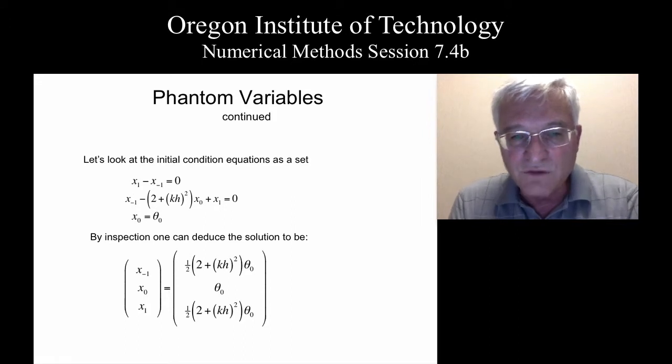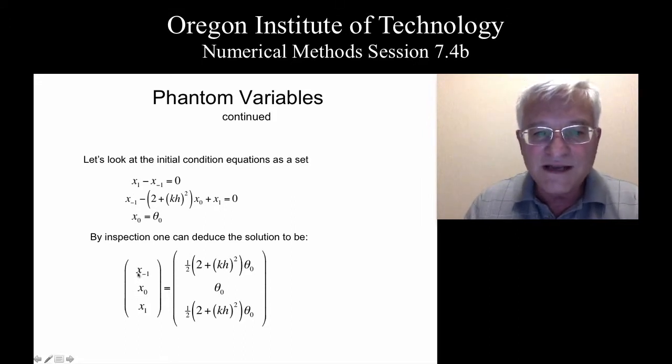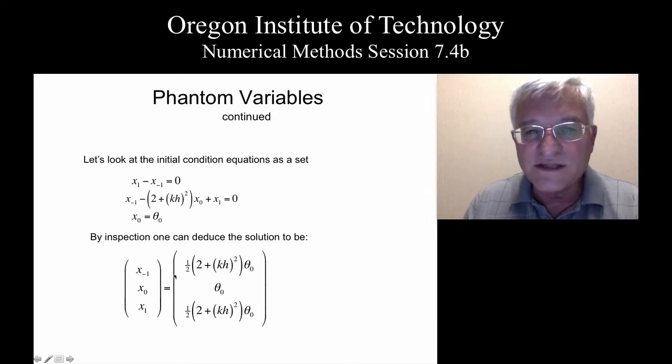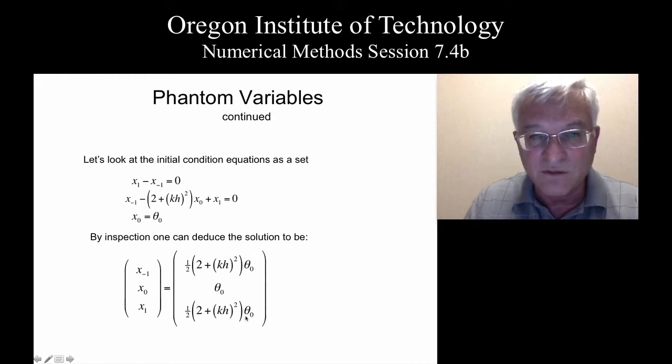And now the question is, what can we do with it? Well, we don't really need x minus 1 anymore. That's not really part of the problem. We need to continue to use x0 equals theta 0, and now we will introduce this new requirement that x1 has to be this sort of complicated construction involving theta 0.